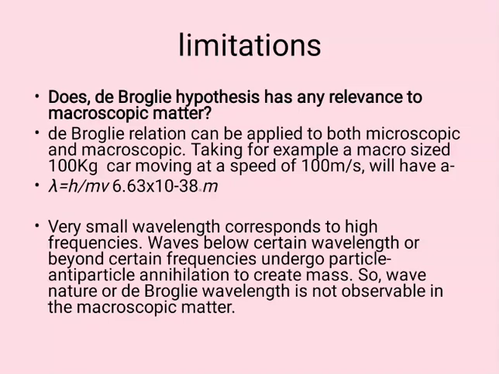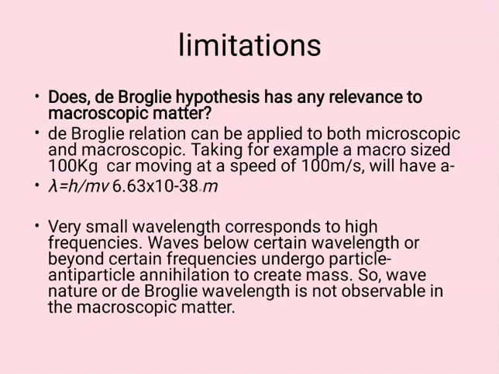Substitute h, which is Planck's constant, 6.626 into 10 to the power minus 34 kilogram meter square per second. Substitute m here. M here is 100 kilograms. V here is 100 meters per second. We will be able to calculate lambda, which comes out to be 6.63 into 10 to the power minus 38 meters.